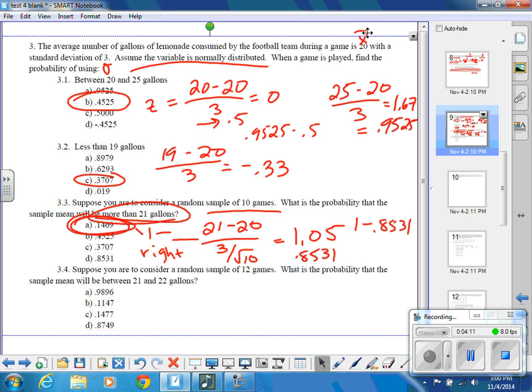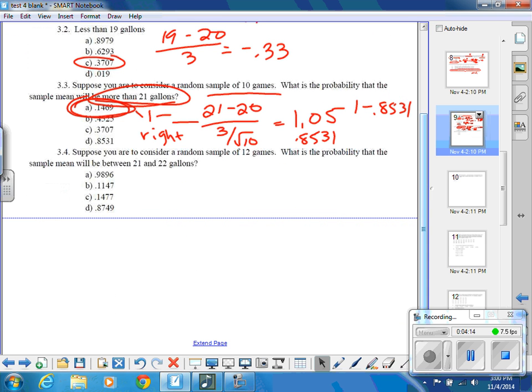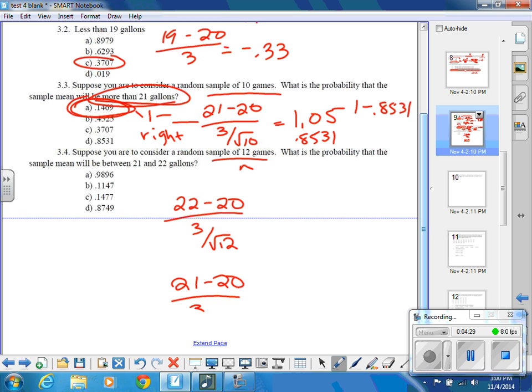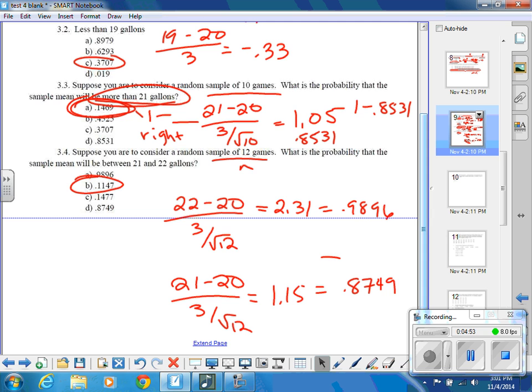Now, scroll on down, it says here, random sample of 12 games, that's my n, what's the probability between 21 and 22. So, 22 minus 20 all over 3 divided by the square root of 12, and 21 minus 20 all over 3 divided by the square root of 12. Pop this in, pop that in. This one, I get 2.31 for z. Here I get 1.15. Look them up. This is 0.9896. This is 0.8749. Subtract them. I end up with 0.1147.